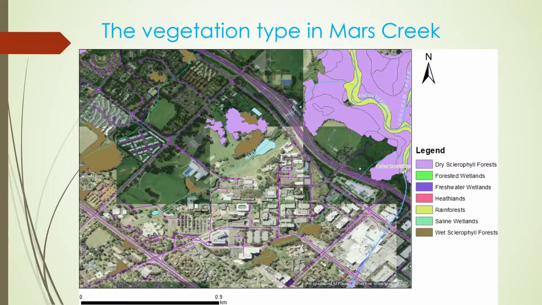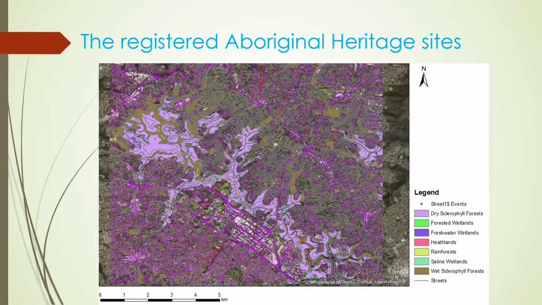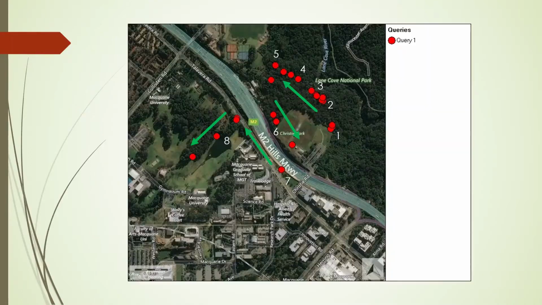In Mars Creek, the main vegetation type is dry and wet sclerophyll forest, and the land near Mars Creek is mainly used for education and as parkland. In the registered Aboriginal heritage sites, you can see that there are some sites located near Mars Creek. In this video, I will describe eight sites in Mars Creek. There are so many valuable species of plants and animals in Mars Creek. However, I can't list all of them in this video, so I chose the main eight sites for today.